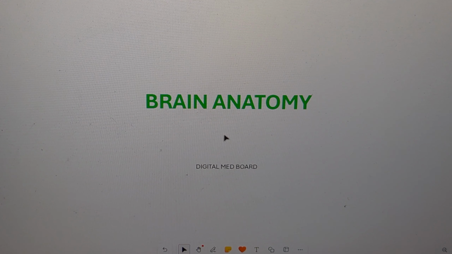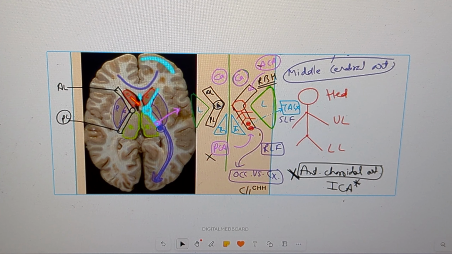Now we are going to discuss the brain anatomy. Here we go. Now we are looking at the transverse section of the brain. The internal capsule consists of two limbs, the anterior limb and the posterior limb, with a bend in between called the Genu.